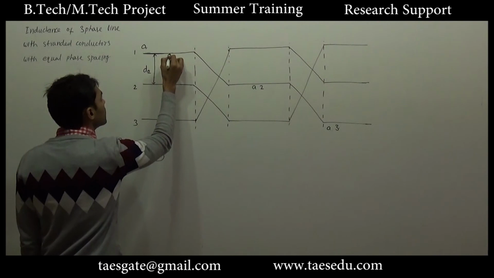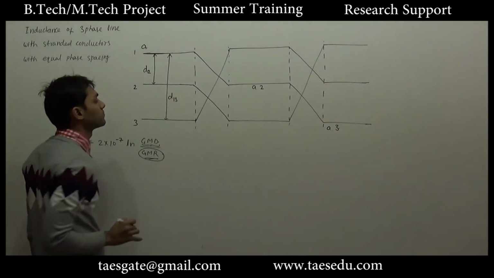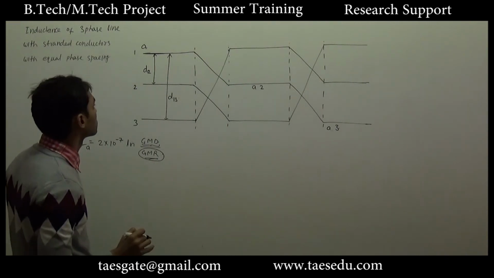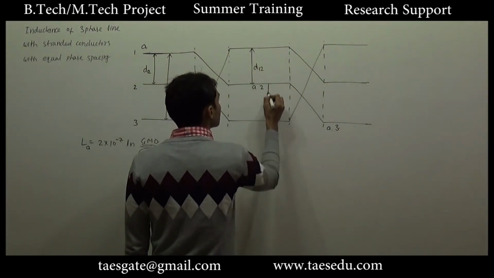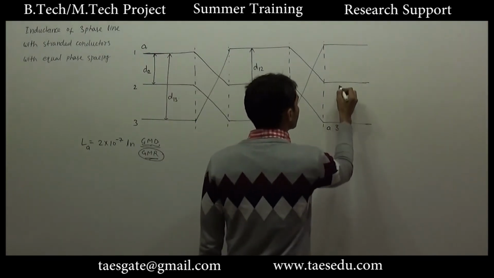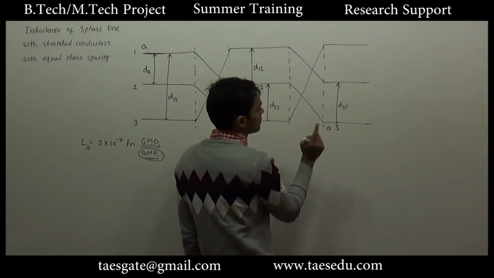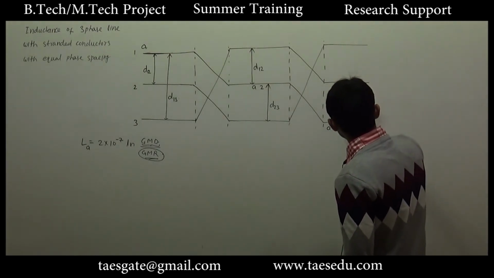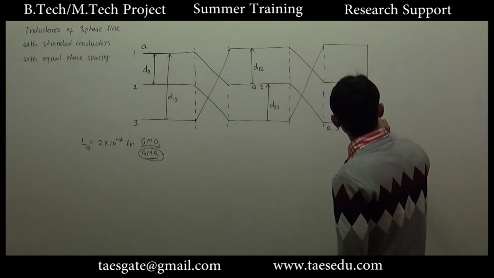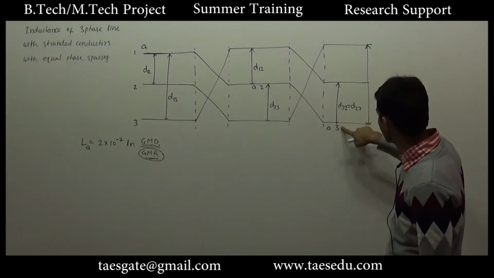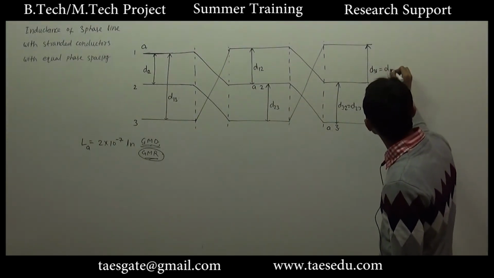This is D12 and this is D13, the two distances from phase A. In this position what do we have? This is D12 and this is D23. In this position, this is position 3, this is position 2, so we will have D32, which will be equal to D23. And the other distance: you always have to measure from conductor A the remaining two distances. So the first distance is this, the second distance is D31, that is D13.